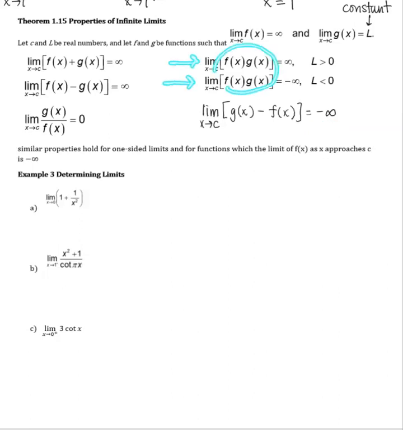The next two now deal with multiplication. So you're multiplying something that goes off to infinity by a constant. Well, it depends on whether that constant is positive or negative as to what's going to happen when you multiply them. If it was positive, you'll go to positive infinity, and if it was negative, you'll go to negative infinity. If it was less than 0, negative infinity. If it was greater than 0, positive infinity.